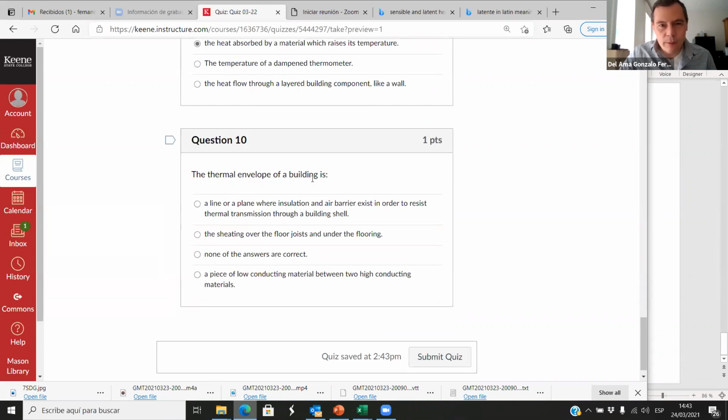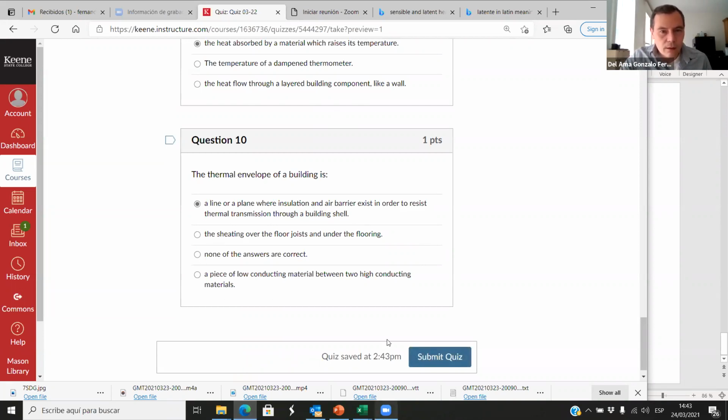What is the thermal envelope of a building? I think Peter Joost was talking about this thermal envelope, and he explained it in a graphical way. The thermal envelope of the building is the line that you can trace without moving your pen from the paper, so you don't have to interrupt the thermal insulation. So this is the thermal envelope of a building. It's a line or plane where insulation and air barrier exist in order to resist the thermal transmission. Okay, so this is the definition.